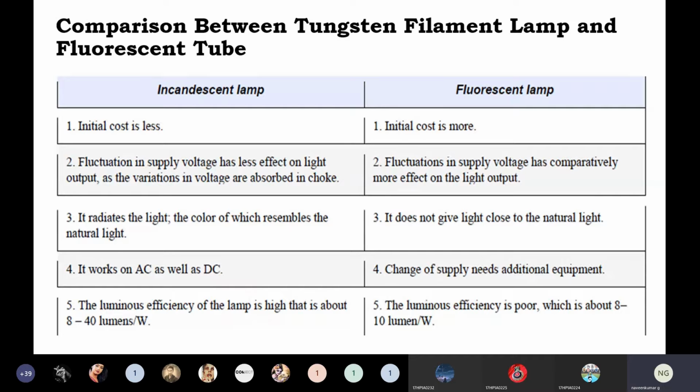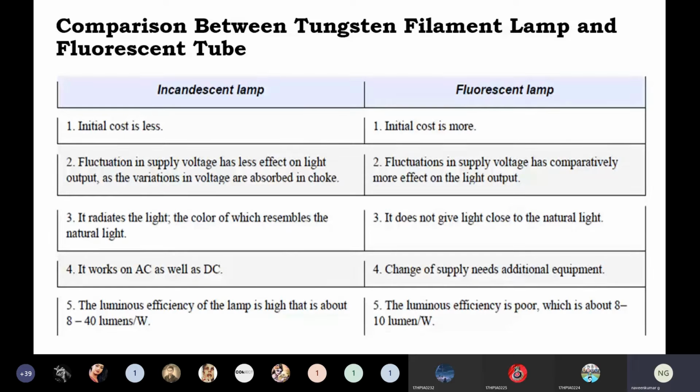It's like an inductor coil. Next, fluctuations in supply voltage have comparatively more effect on light output. Incandescent lamp, it radiates light, the color of which resembles your natural light. Fluorescent lamp does not give light close to natural light. Incandescent lamp, it works on either AC or DC. Fluorescent lamp, change of supply needs additional equipment.